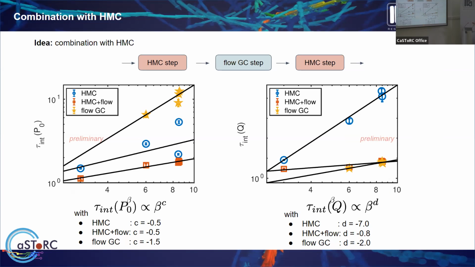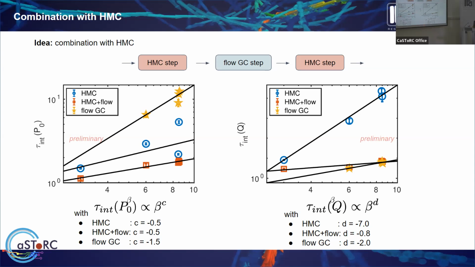If you combine the HMC with a flow step, you get these orange points, and you see very mild autocorrelations. Okay, here are the coefficients if you are interested.